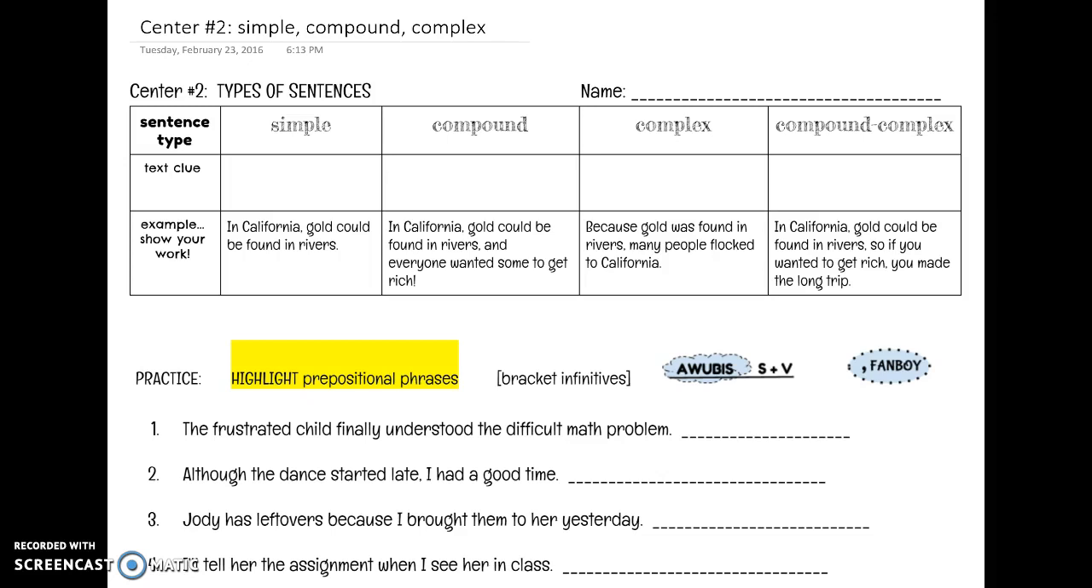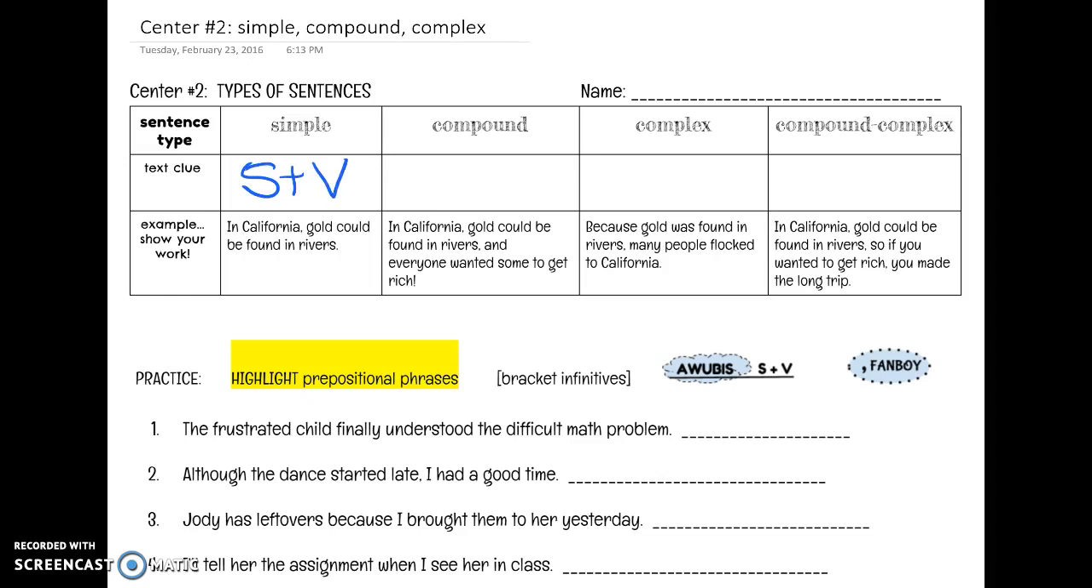So I want you to use the highlighter. Anything that you see me labeling on this paper, anything that you see me writing is what you should have on your paper when you go to turn it in. All right? So we're going to start with looking at simple sentences. In our text clue for a simple sentence, what do we look for? We're really just looking for one subject plus one verb.